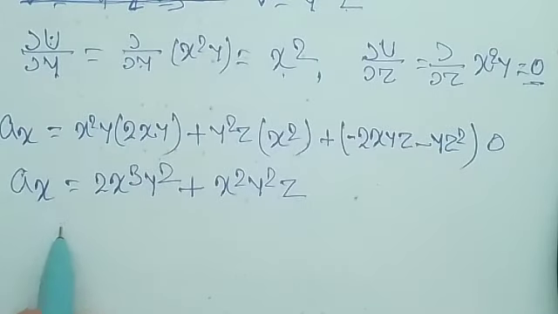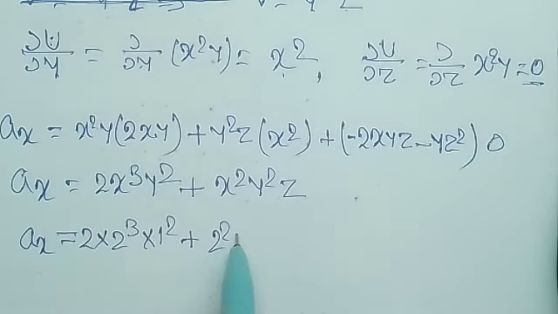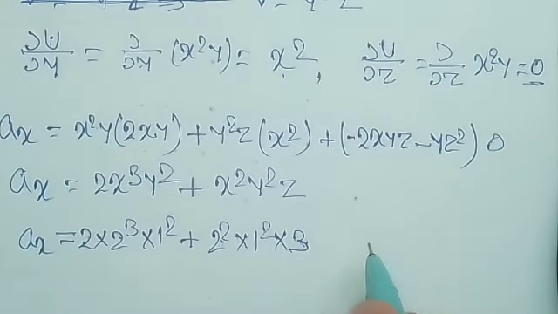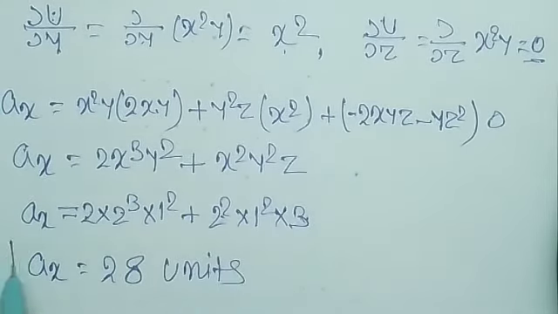So we are substituting into this: ax is equal to 2 into 2 cube into 1 square plus 2 square into 1 square into 3. So 2, 8, 16, and 4 into 3 is 12. So 12 plus 16 is 28. So ax you got, ax is equal to 28 units, right? Let's leave it as it is.